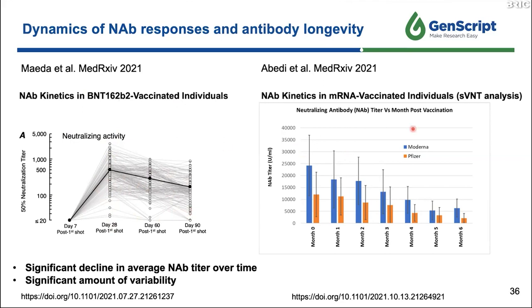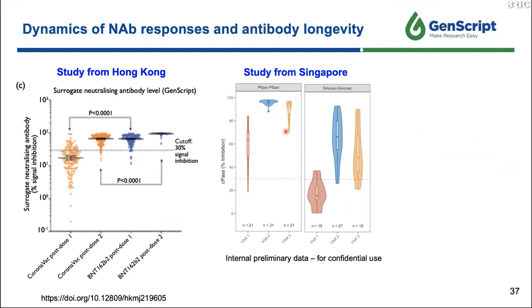So the next study uses the SVNT technology to investigate the neutralizing antibody amount in Moderna and Pfizer vaccinated individuals. Here, we also observed a trend of decreasing over the 6 months post-vaccination. And most importantly, when we look at the error bar here, we also observe that there's a huge variation for different individuals.